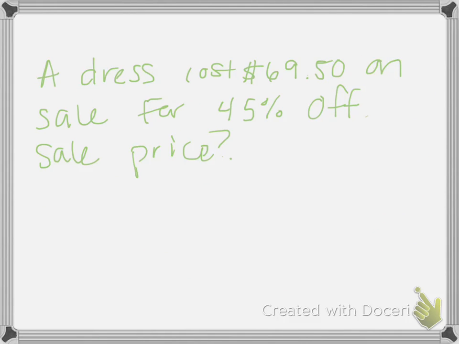Okay, a dress costs $69.50 on sale for 45% off. What is the sale price? Okay, so my dress is costing $69.50 right now, and we need to see what 45% off is. So when I'm doing percentages, it has to be converted to a decimal. So 45% is the same thing as 0.45. I've got to multiply it, okay?